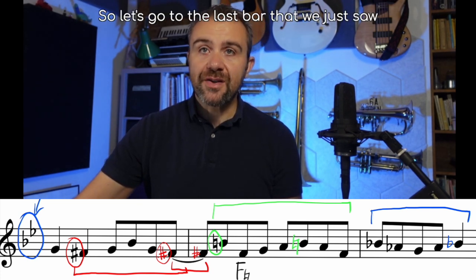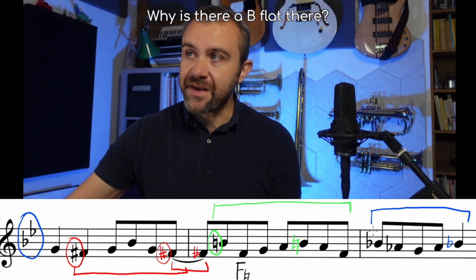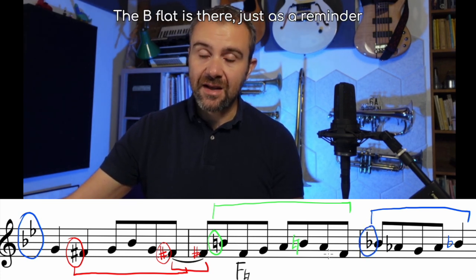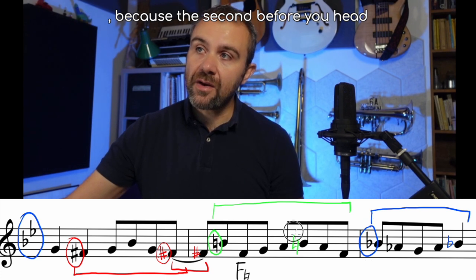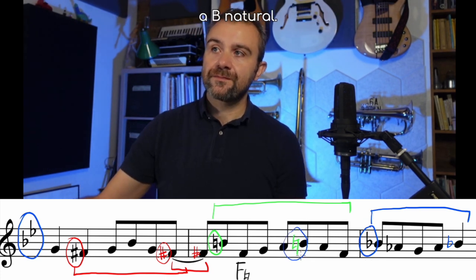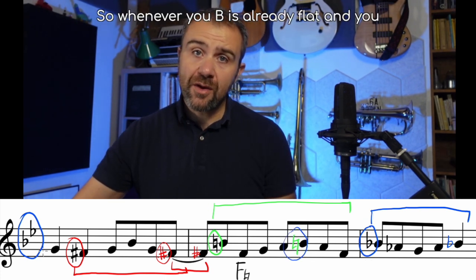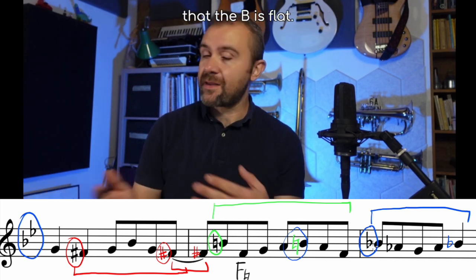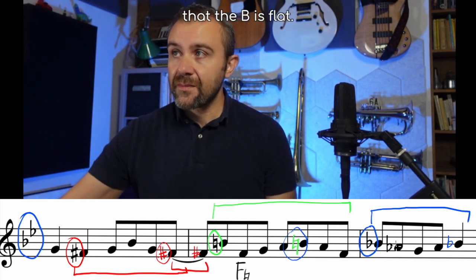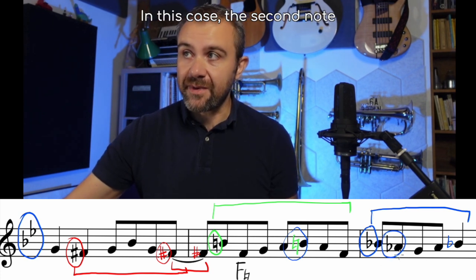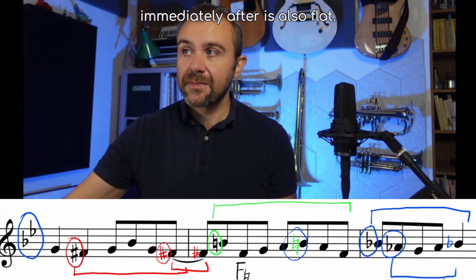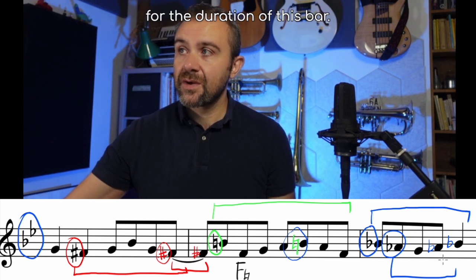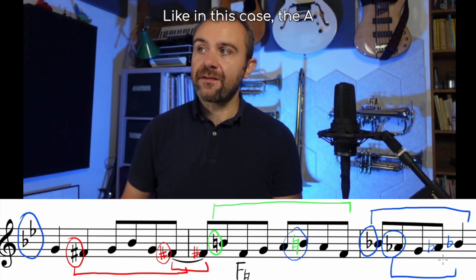So let's go to the last bar that we just saw there. Why is there a B flat there? The B flat is there just as a reminder, because a second before you had a B natural. So whenever your B is already flat and you see it on your score, it's just a reminder that the B is flat. In this case, the second note immediately after is also flat, and that means that it's flat only for the duration of this bar. Like in this case, the A flat is also flat there.